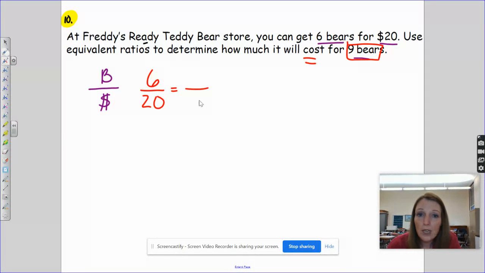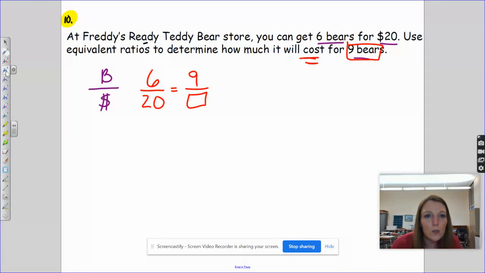So it will make a difference. If you put the 9 in the wrong place, it will matter. So that's why I kind of set it up over here. So 9 is bears, so I know the 9 has to go right here. And then it makes sense that I'm looking for cost, so that's what the blank is. That's what I'm looking to find.